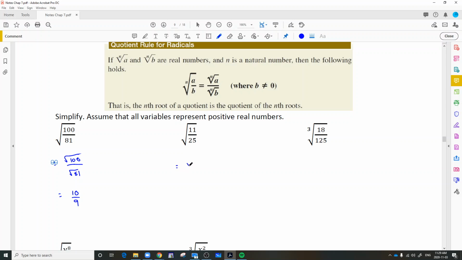So same thing here, you could rewrite this as square root of 11 over square root of 25. So even though the square root of 11 we would never write because it's not a perfect square, so we would keep it as square root of 11, we can take the square root of 25 and get 5. So same thing here, we can write this as the cubed root of 18 over the cubed root of 125. And then again, you can't take the cubed root of 18 cleanly, you end up with an irrational number, so we leave it in an exact form. And then the cubed root of 125 is 5.